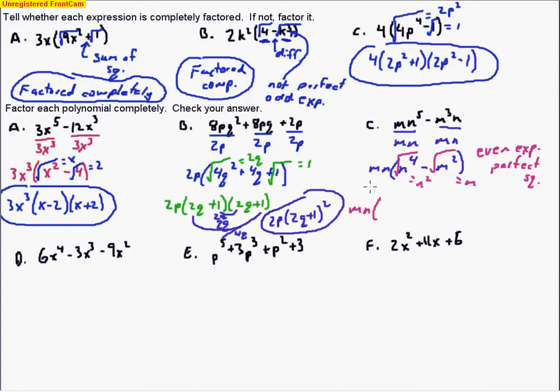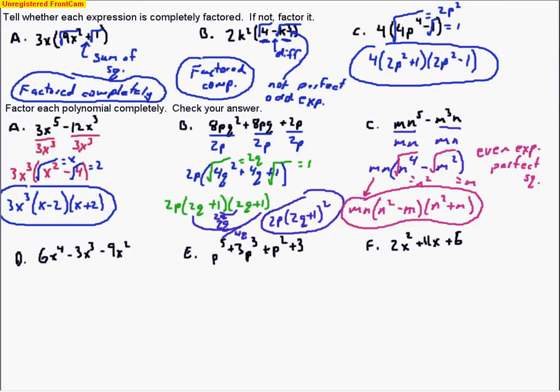M and n, we just bring that down, and then we have n to the second minus m, and then, see, the n to the second plus m is needed because we want to cancel out those outer and inner terms. N squared and n squared make the n to the fourth. Negative m, positive m make a negative m squared. So there is our answer.